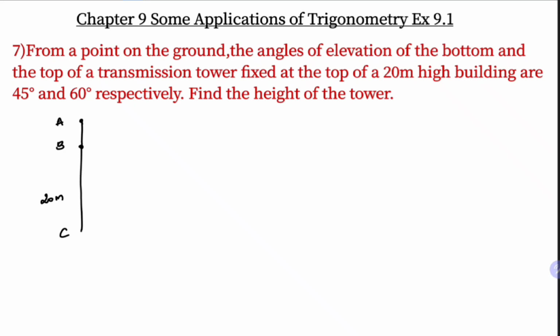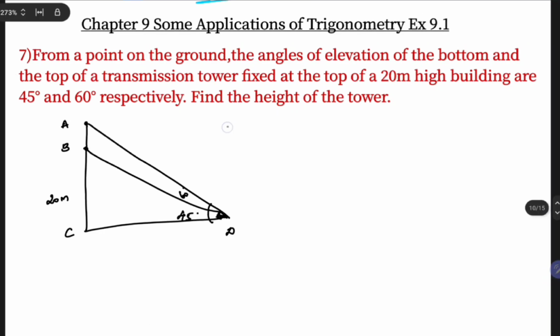So, from the ground, the angle of elevation to the bottom of the tower is 45 degrees. Let that point be D and this makes 45 degrees. And to the top of the tower is 60 degrees. And this angle is 60 degrees. So we have to find the height of the tower. What is AB? This is the question.